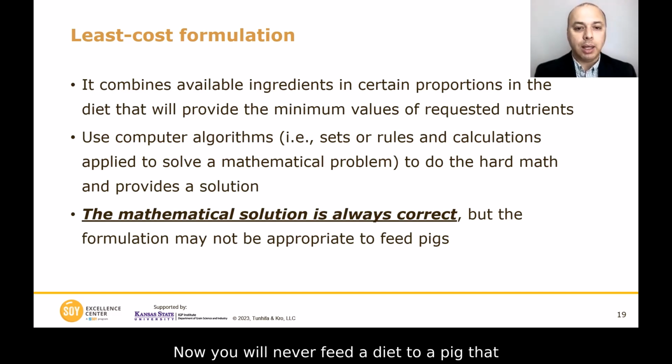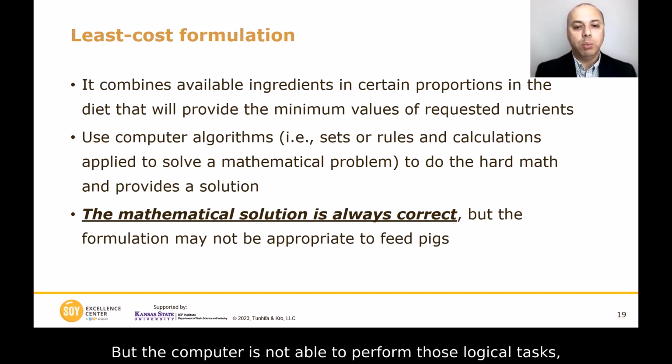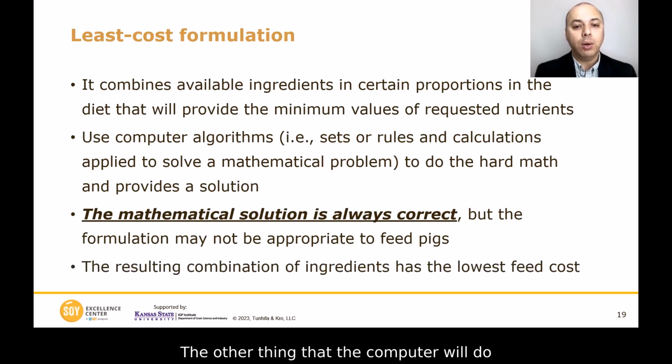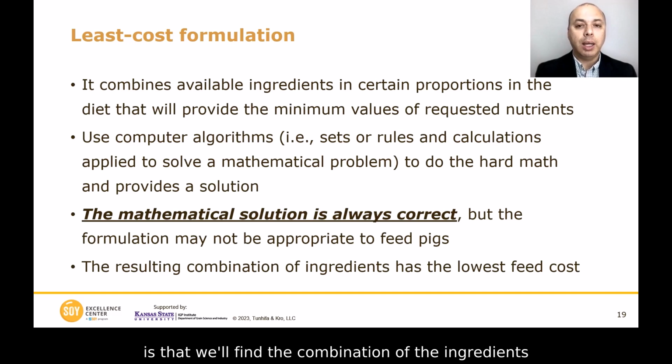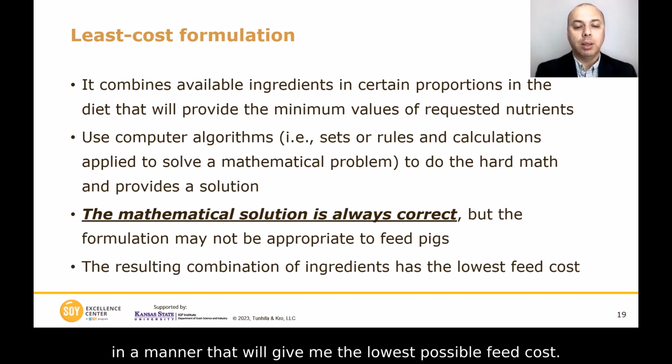Now, you will never feed a diet to a pig that contains 60 or 65% salt. It's simply not edible, but the computer is not able to perform those logical tasks. Those tasks are up to us, the nutritionists. The other thing that the computer will do is find the combination of the ingredients that will give me the mathematical solution for the nutrients that I requested, taking into account the constraints that I put for any of the ingredients, and it will try to combine those different ingredients in a manner that will give me the lowest possible feed cost.